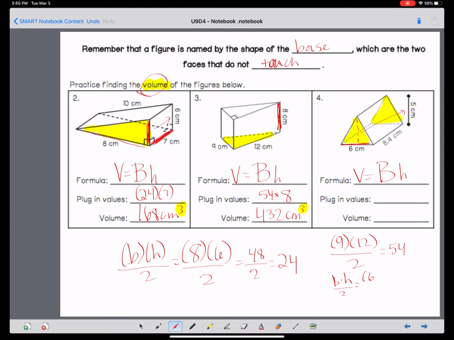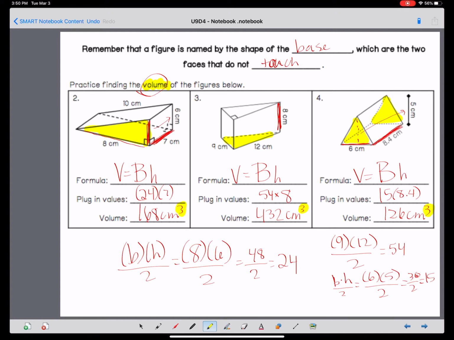My base is 6 and the height is 5. Divide that by 2. Well, 6 times 5 is 30. Divide by 2 gives us 15. So area of our base is 15 times by the height. The height is always the distance in between your two bases, and my height is 8.4. So let's do 15 times 8.4, and that gives me 126 centimeters cubed. Don't forget to cube your answer because we're asking for volume.